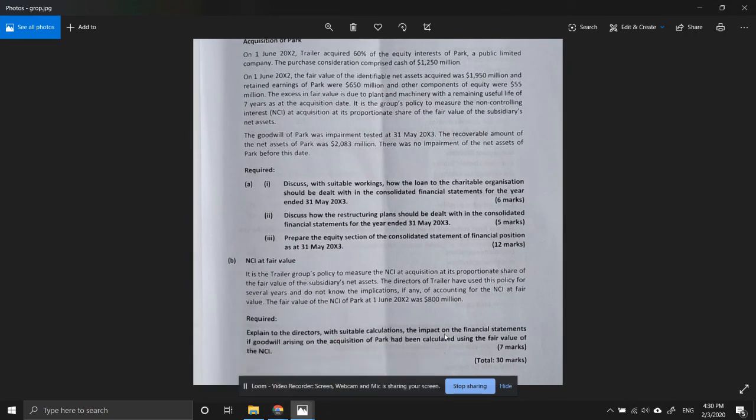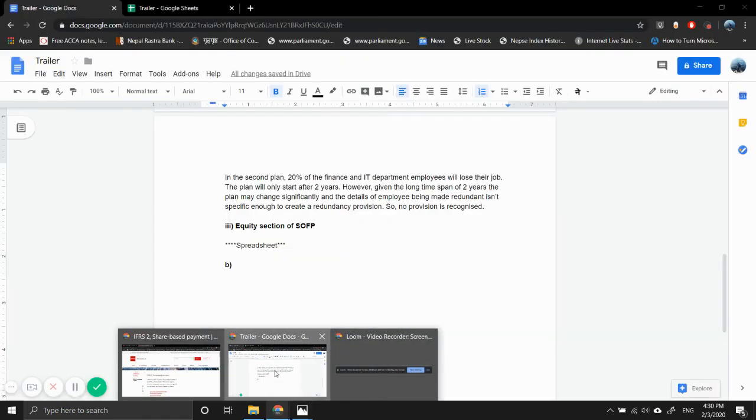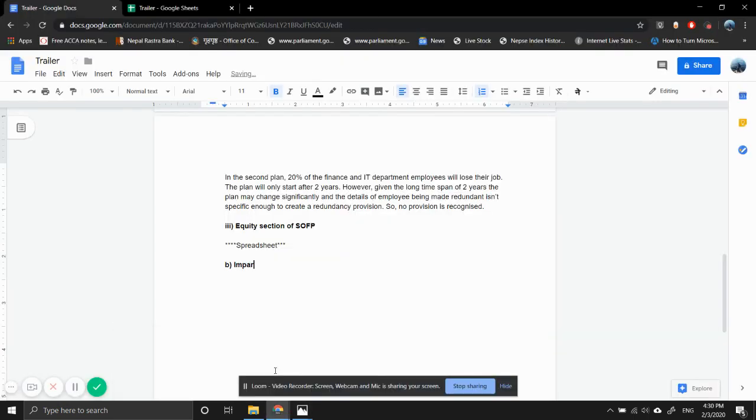Explain with suitable calculations the impact on the financial statements if goodwill arising on acquisition has been calculated using fair value. So, the impact of measuring NCI at fair value.